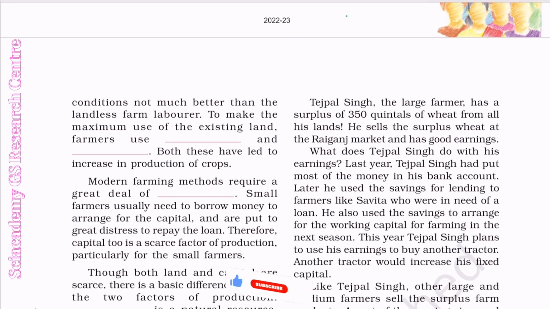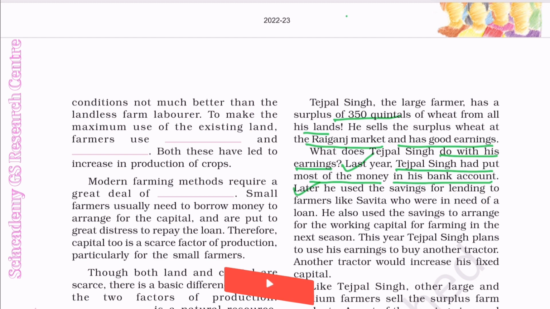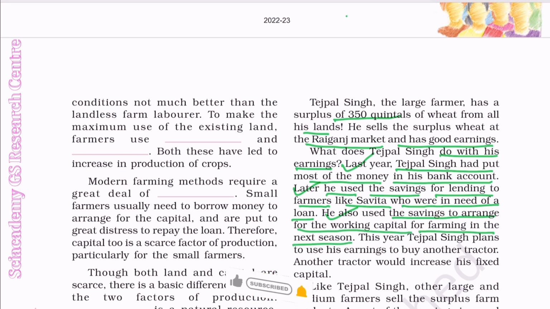Tejpal Singh, the large farmer, has a surplus of 350 quintals of wheat from all his lands. He sells the surplus wheat at the Raiganj market and has good earnings. What does Tejpal Singh do with his earnings? Last year, Tejpal Singh had put most of the money in his bank account. Later, he used the savings for lending it to farmers like Sabita who were in need of a loan. He also used the savings to arrange for the working capital for farming in the next season.